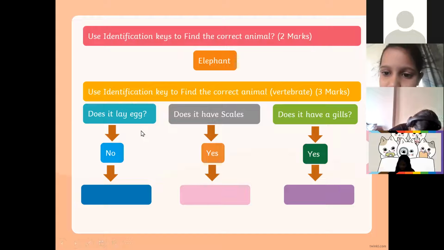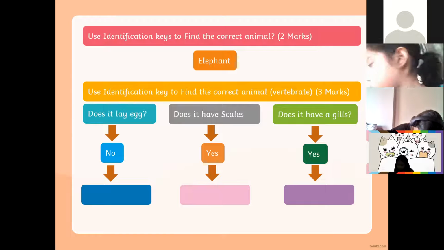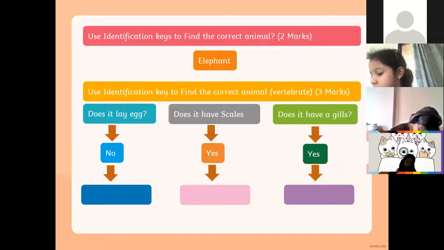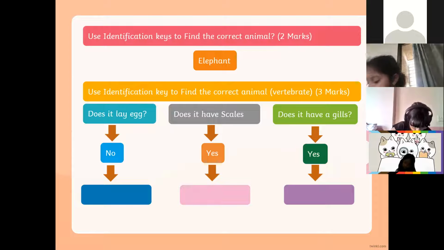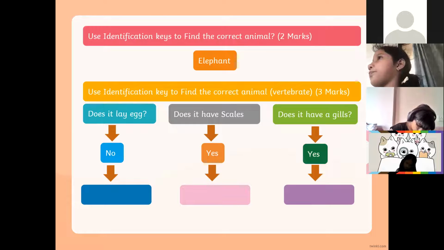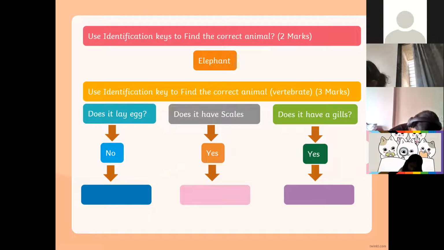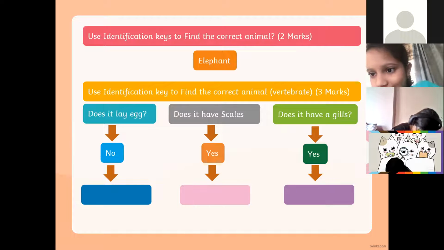Mariam, we have learned the categories of vertebrates, right? What are the categories? Birds, reptiles, mammals. There are the 5 categories of vertebrates. From that, you have to write one answer. Just see which category it fits in. Does it lay egg? It is written no. So it does not lay egg. So what could it be?